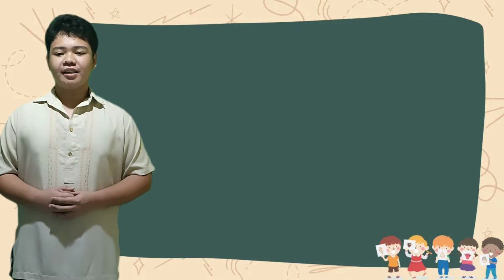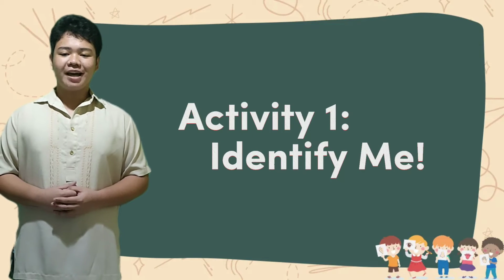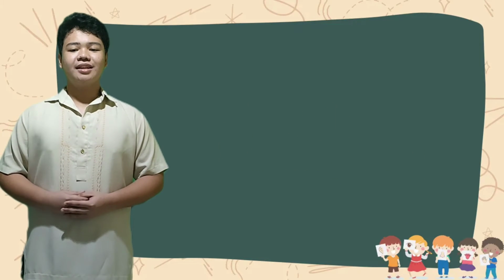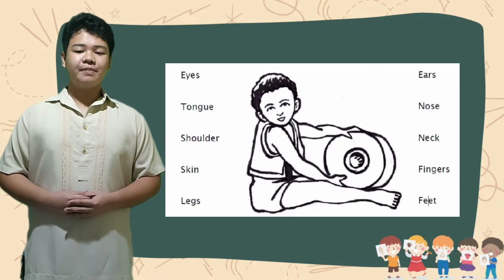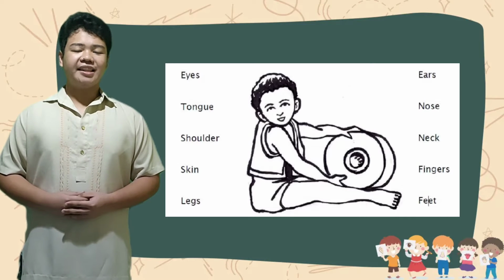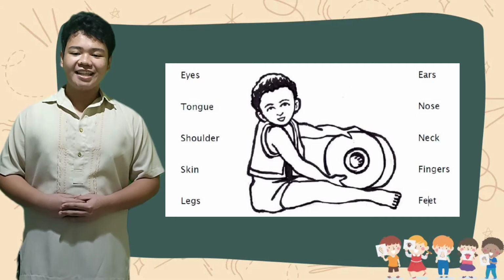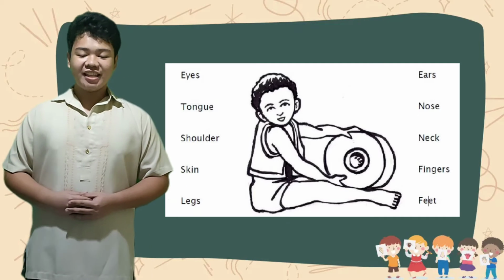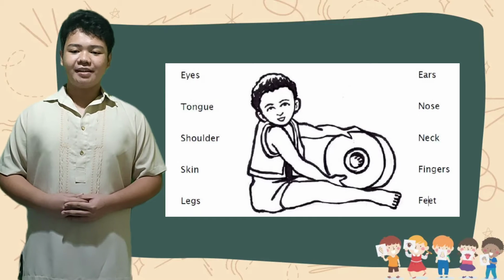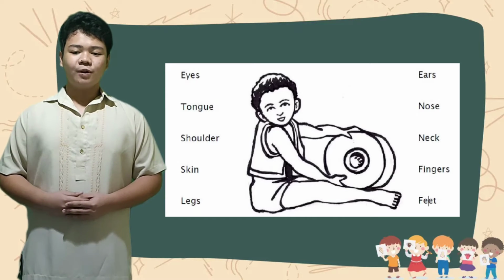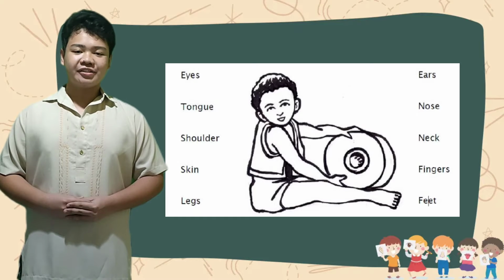Let us first do an activity before we start our lesson. Get your activity sheet number 1, namely, Identify Me. For the direction, draw a line to match the body parts to its name. Identify and encircle the words that you think are sense organs. Are you ready, class? Is there any clarification about your first activity? You may now start answering it.